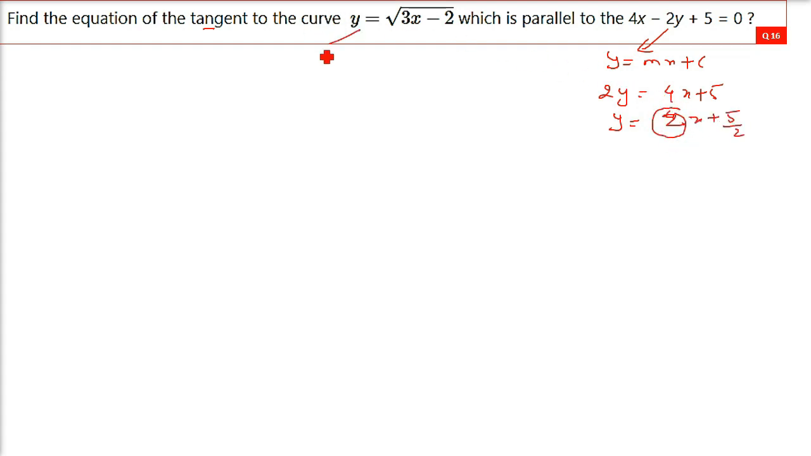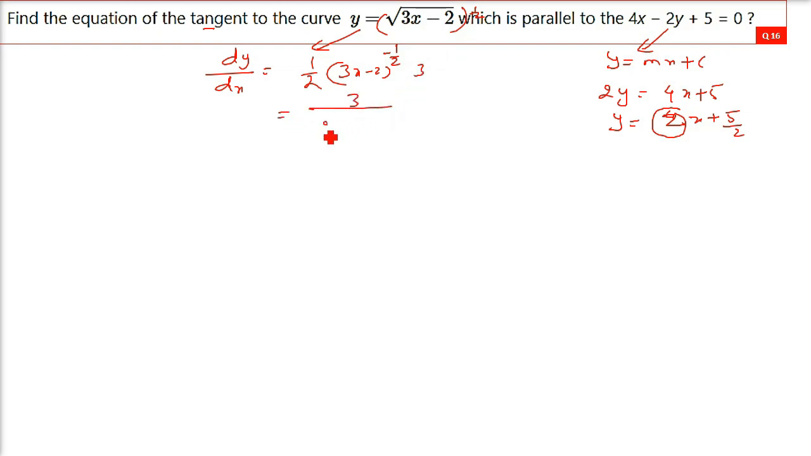M is the slope. So this slope will come from where? From dy by dx. That is, dy by dx is essentially the tangent slope. So we'll differentiate it. You have to differentiate this under root 3x minus 2, and you know under root is nothing but power half. So if you write (3x minus 2) to the power half minus 1, half minus 1 is negative half. Differentiation of 3x minus 2 will be 3.